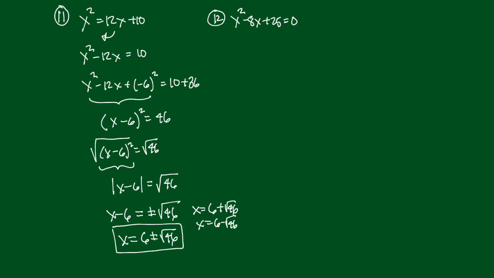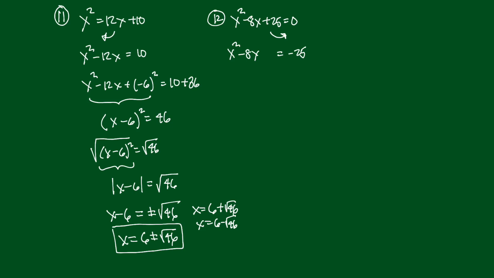Number 12, we've got x squared minus 8x plus 25, and we're asked to solve it by completing the square. So I'm going to get it in the right form: all the x's on one side, constant on the other. So let's take that 25 to the right side by subtracting it. So we'll get x squared minus 8x, I'm going to leave it blank here, equals negative 25.